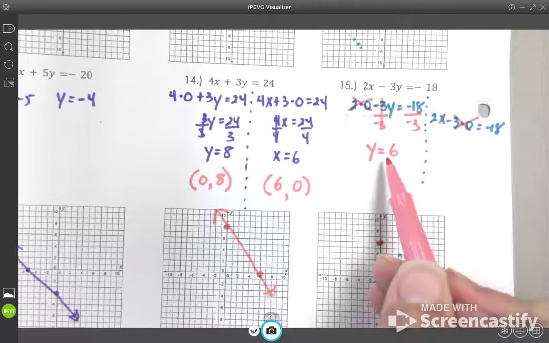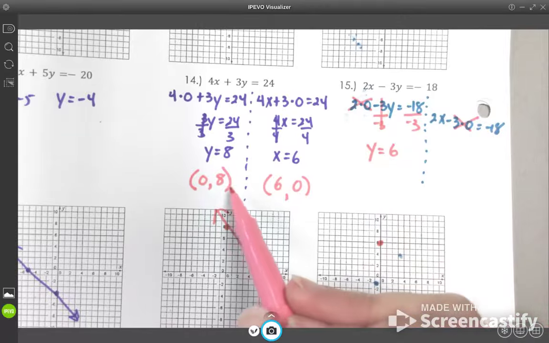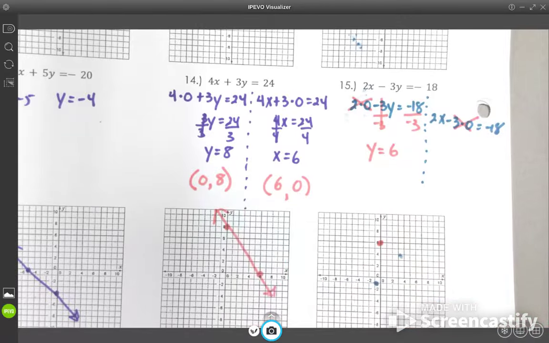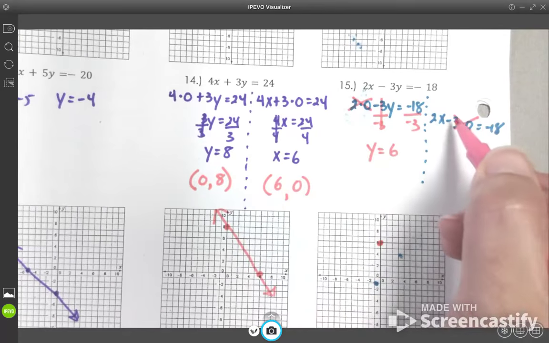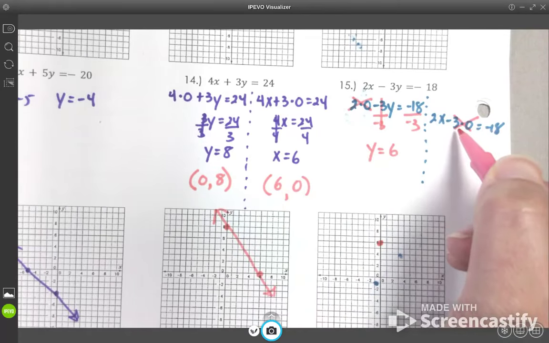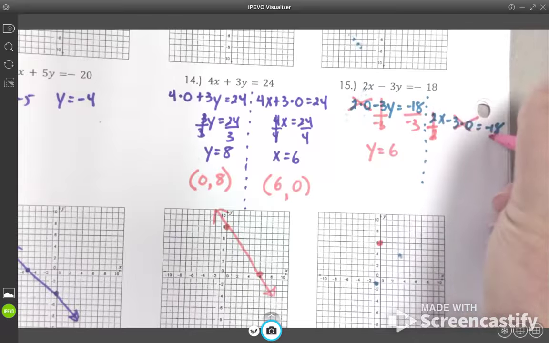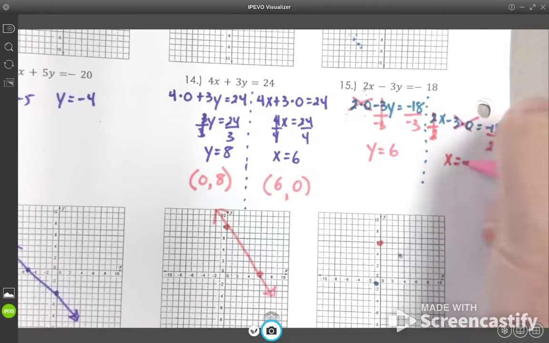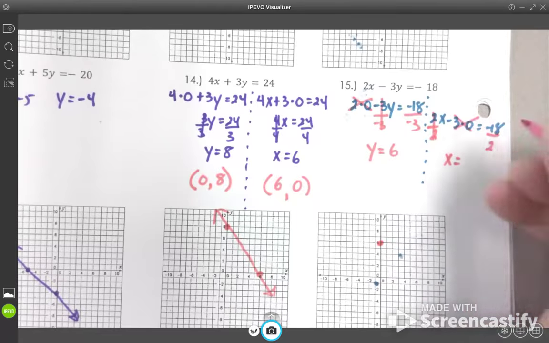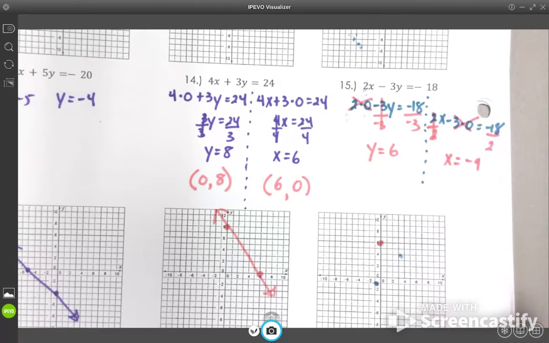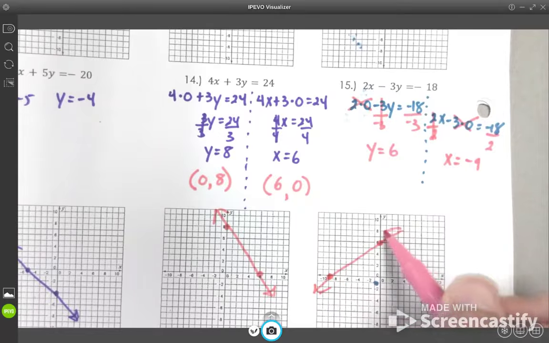Sometimes you'll see it like this when you're talking about the intercept. Sometimes you'll see it as ordered pairs with 0. Same thing. If my 0 cancels out over here when I plug in 0 for y, all that would be left is dividing by 2. So my x-intercept, negative 18 divided by 2, is negative 9. So my x-intercept, way over here at negative 9, there's my little quick sketch of my graph.